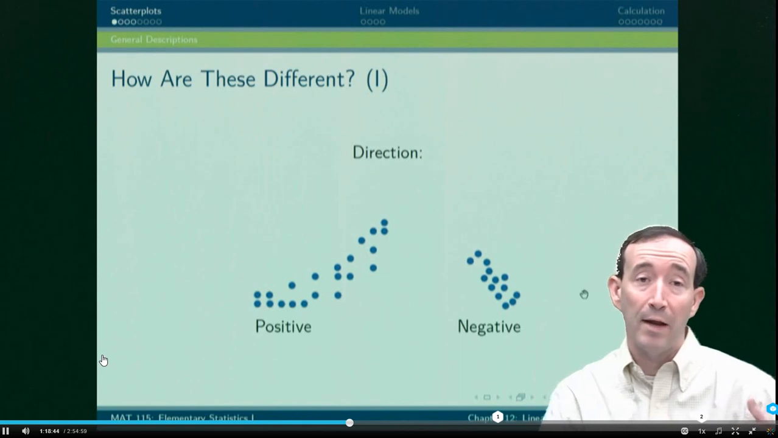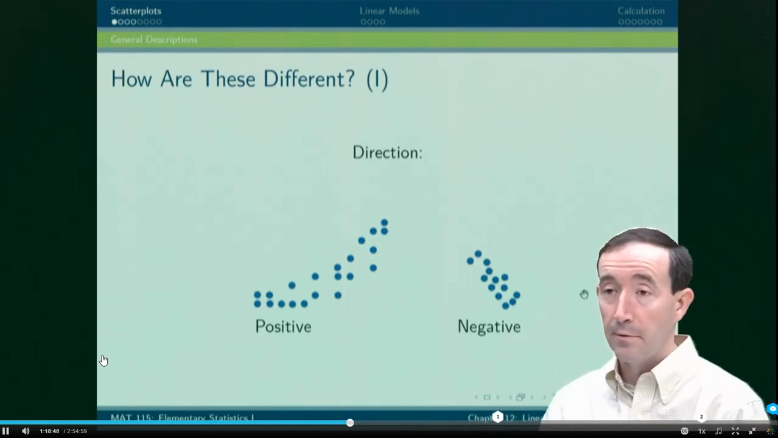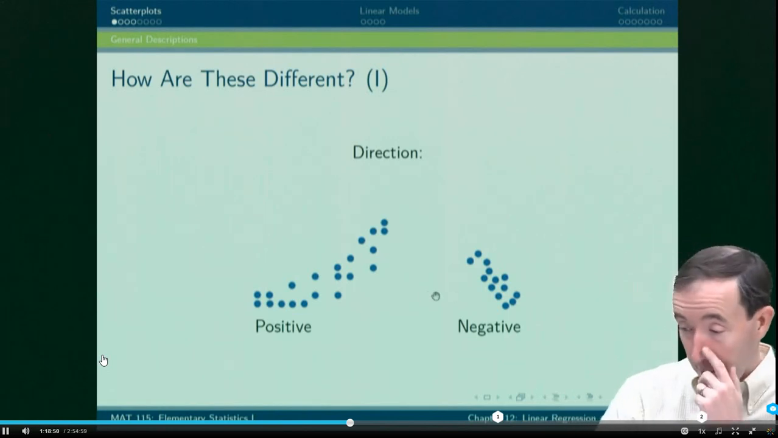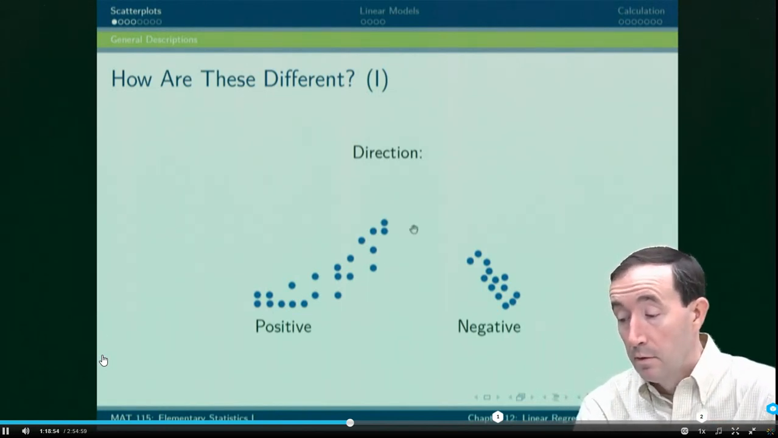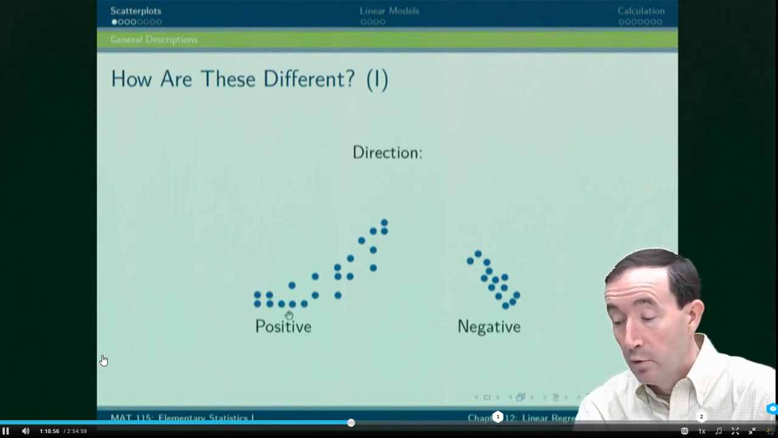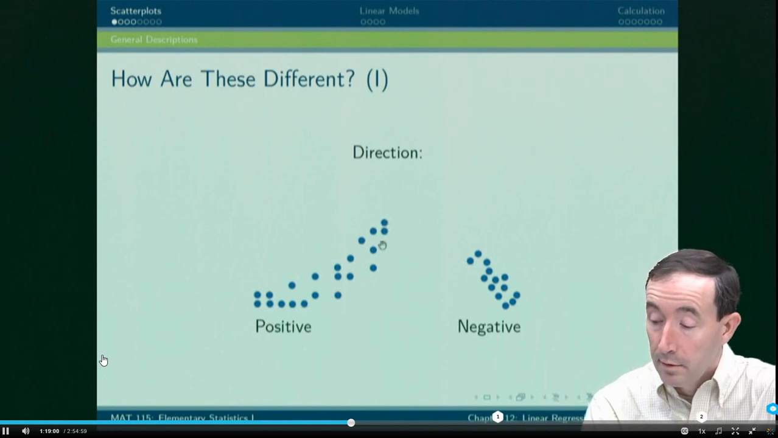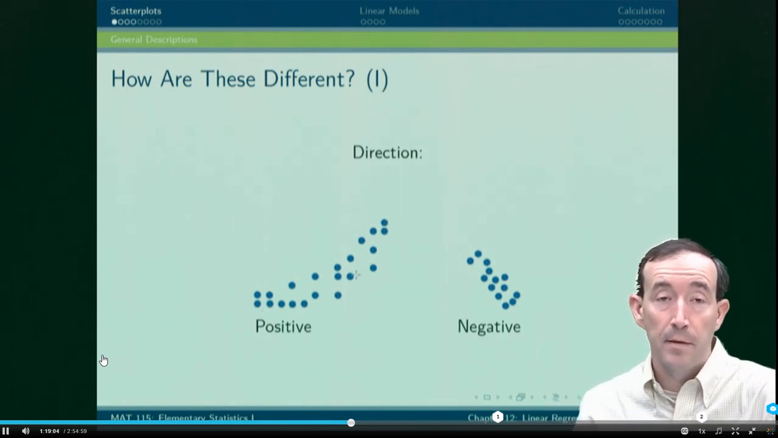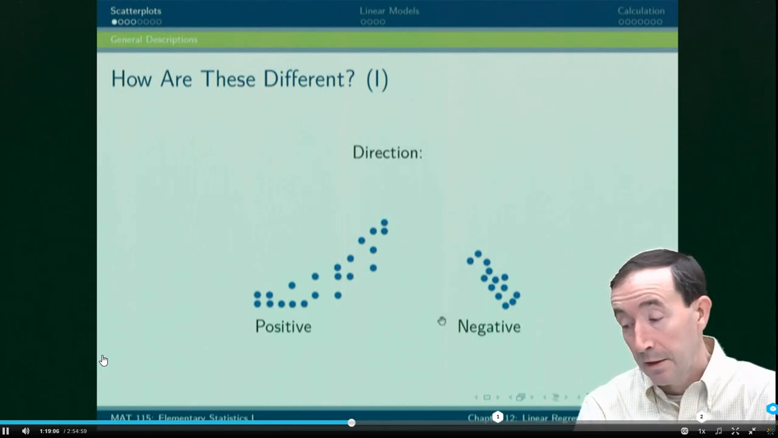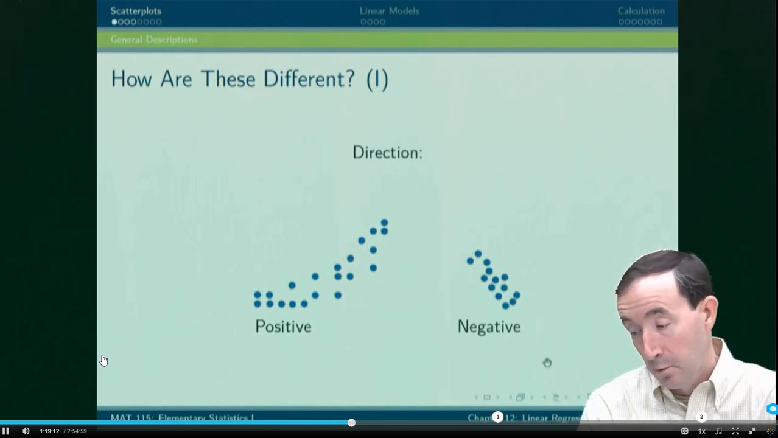I can also talk about what happens as I move forward. Does it go up or does it go down? Okay? And so the first thing that I'm going to describe here, this is a positive trend. As I move to the right, my y values, my vertical values, go up. So that's positive. You think of it in terms of the slope, it's positively sloped. And this is a negative correlation, a negative relationship. So these are moving down as I move to the right.